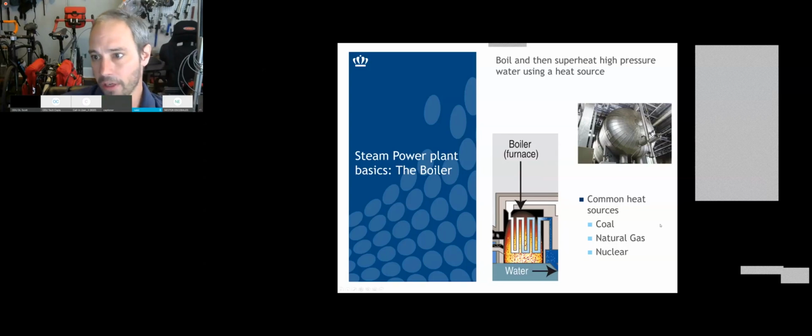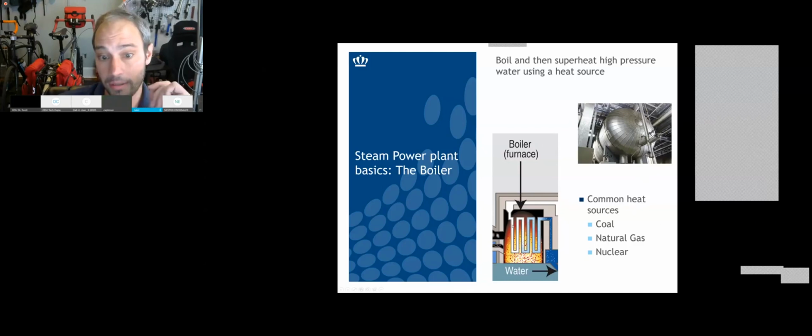Common heat sources are coal, natural gas, and nuclear. There's others out there, I'm sure there are some power plants that use diesel or gasoline. But these are the three most common sources of heat. We have to burn it: burn the coal, burn the natural gas. For nuclear, it's just a nuclear reactor which releases the heat. And that boils the water, turns it into superheated water vapor.